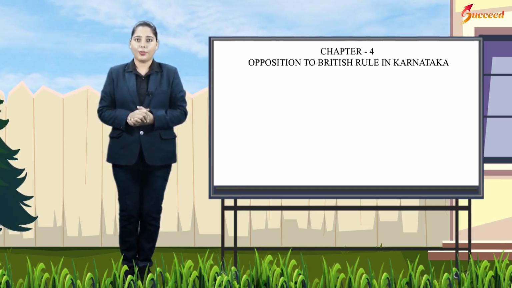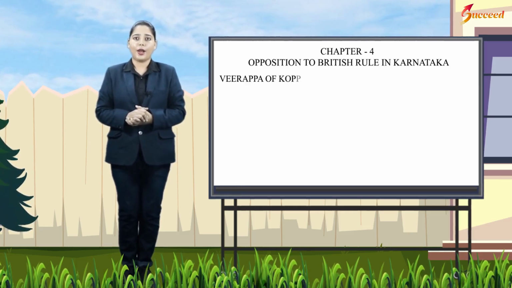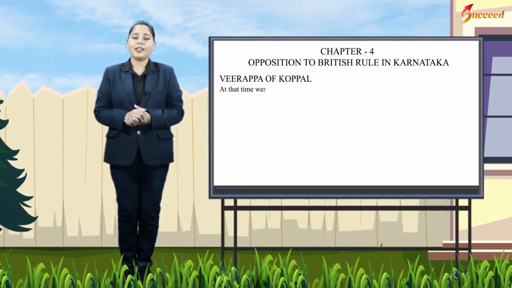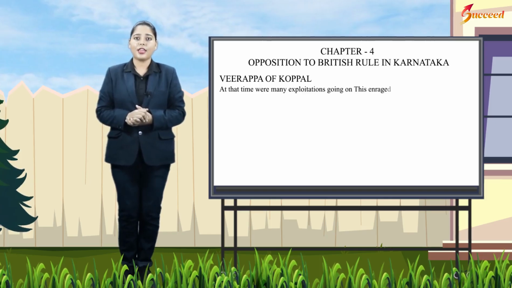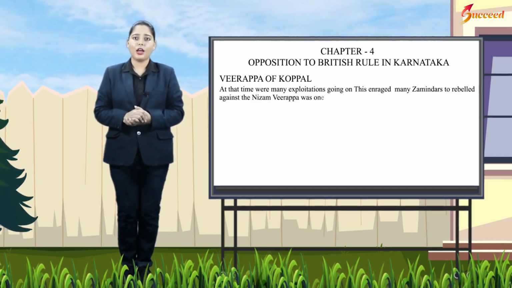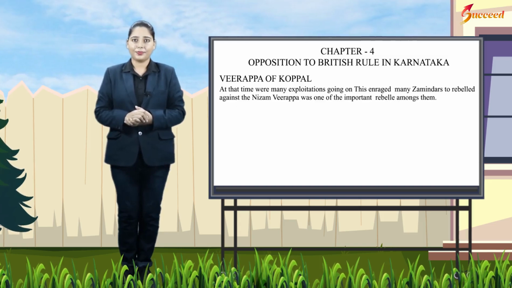Next, we are going to talk about Virappa of Kopal. At that time, there were many exploitations going on. This enraged many zamindars to rebel against the Nizam. Virappa was one of the important rebels amongst them.